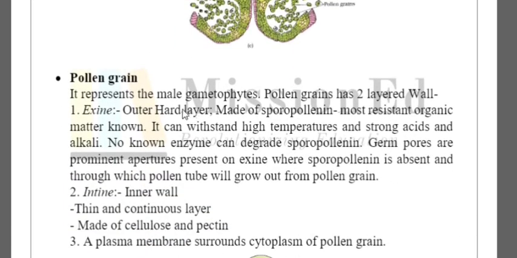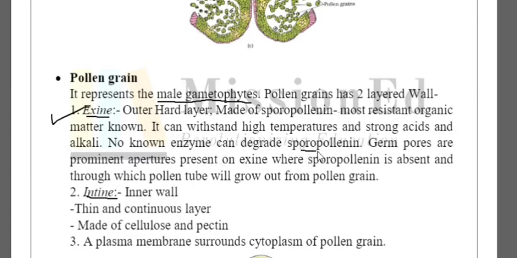So what are pollen grains? Pollen grains represent the male gametophyte. As you know, it's a sexual reproduction process, so the male gametophyte and female gametophyte have very important roles to play. Pollen grains have two layered walls. One is the exine, another is the intine. Exine, very interestingly, is an outer hard layer, and there is no known enzyme that is known to degrade the sporopollenin.